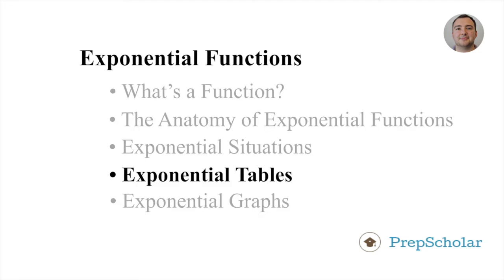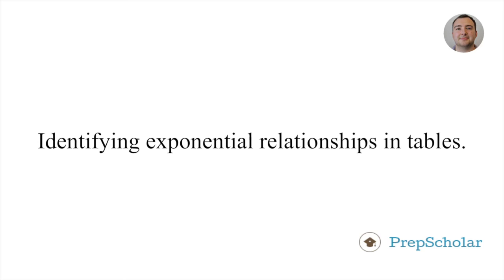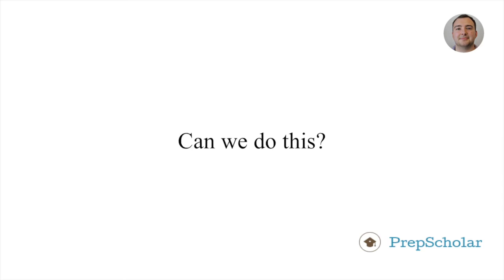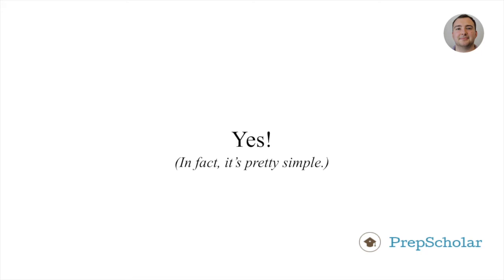Okay, we've figured out how to process exponents when they're given to us in the form of a word problem. But what about tables? How do we identify exponential relationships in a table of values? Can we even do this? Is this possible? Yes. In fact, it's pretty simple.